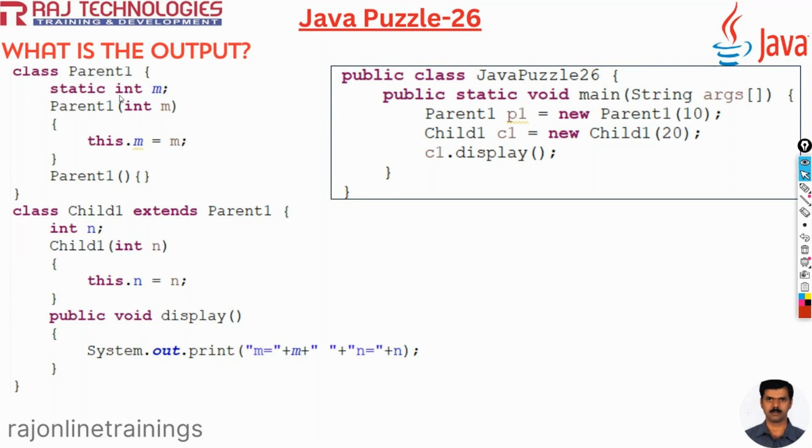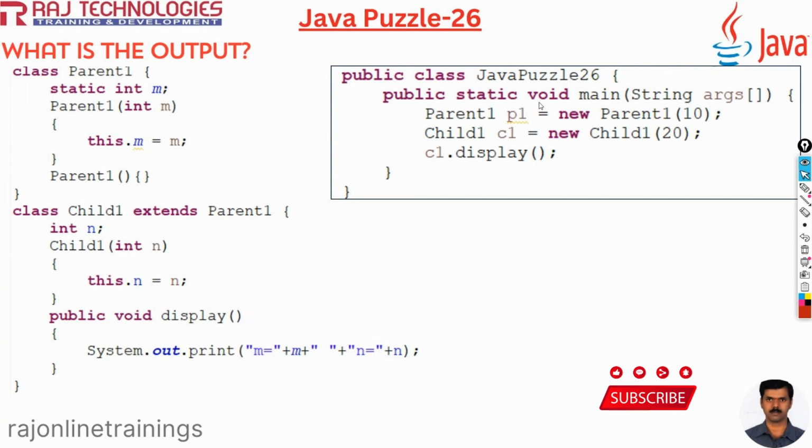So, static int m. Now we have this parent1 constructor which takes integer m as an argument, and we give the value to the data member, that is the static member m, and we have one default constructor. We create a class child1 which extends parent1 with a data member int n, and in the constructor child1 we pass int n and assign this.n equal to n, and in the display method we just display the value of m and n.